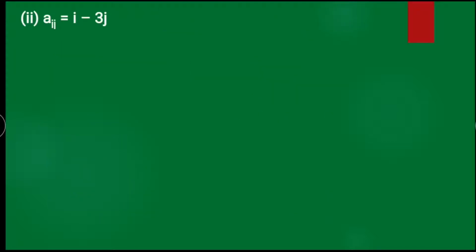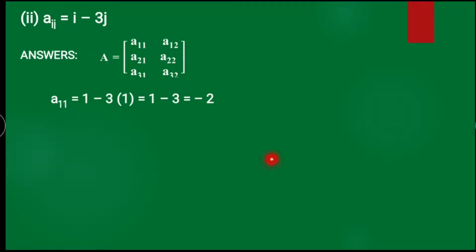Now see the second sub question, aij equals i minus 3j. So in answer we write here A equals matrix having elements a11, a12, a21, a22, a31, a32. So first we find a11, that is by replacing i by 1 and j by 1. So write 1 minus 3 into 1. So 1 minus 3 we get minus 2 as the value of a11.